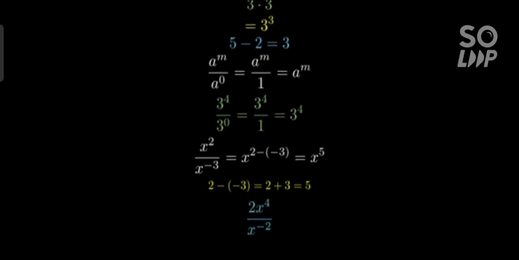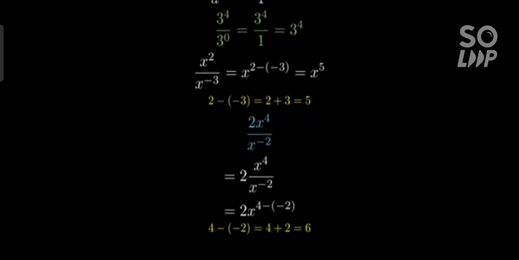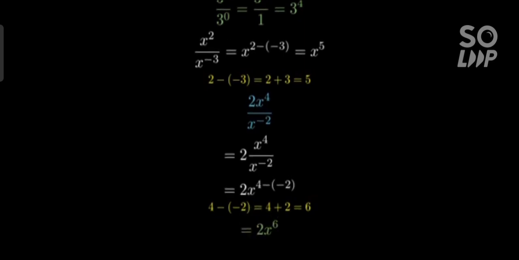Suppose we have 2x to the 4th power divided by x to the negative 2nd power. First, we identify the exponents, positive 4 in the numerator and negative 2 in the denominator. Then we subtract. 4 minus negative 2 equals 4 plus 2 equals 6. Therefore, 2x to the 4th divided by x to the negative 2nd equals 2x to the 6th.